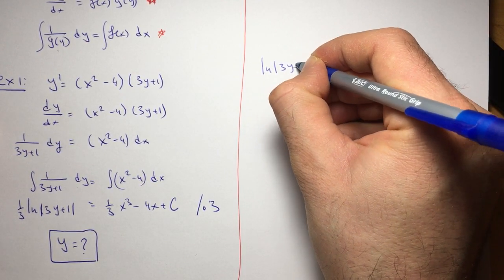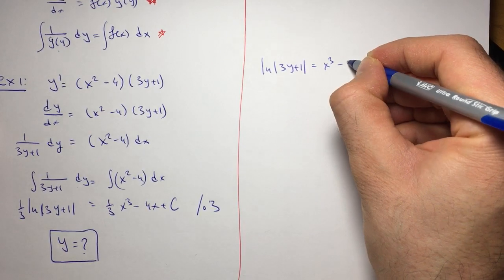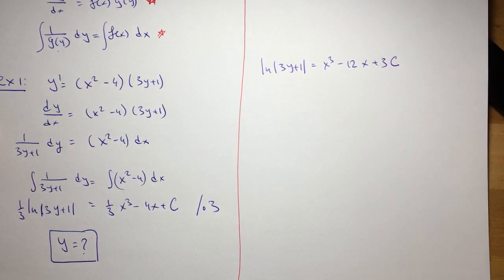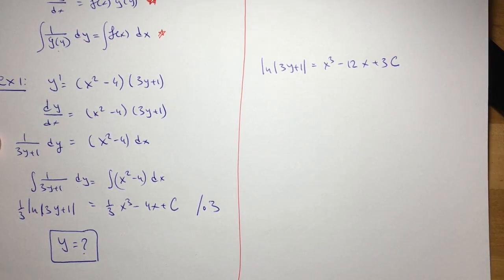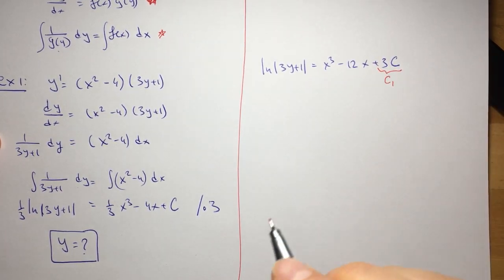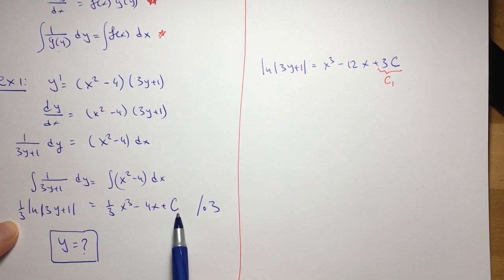ln of 3y plus 1 is equal to x cubed minus 12x plus 3c. Now again, 3c is just another constant, so at this moment I can call this one c1, right? Constant c1. Okay, so what have we done from here to here? I've just multiplied both sides by 3.